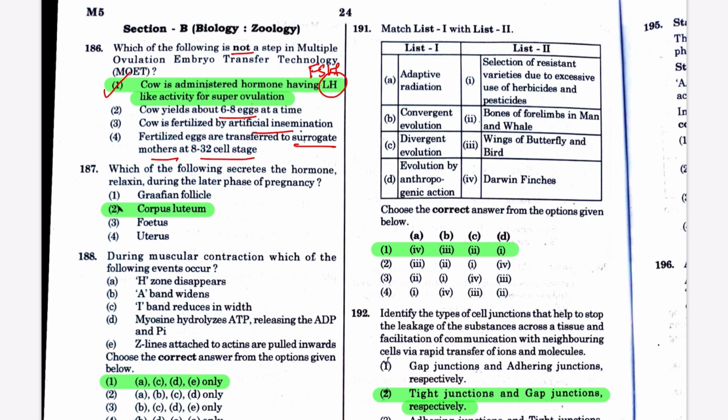Okay, 187. Which of the following will secrete the hormone relaxin during the later phase of pregnancy? So relaxin in your books would have been given as ovary. So the corpus luteum present in the ovary is responsible for producing relaxin, which is involved during parturition or childbirth.